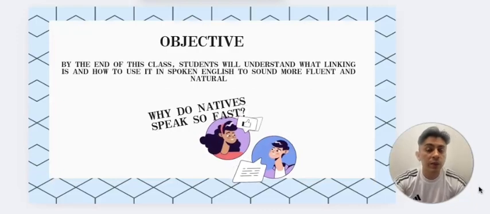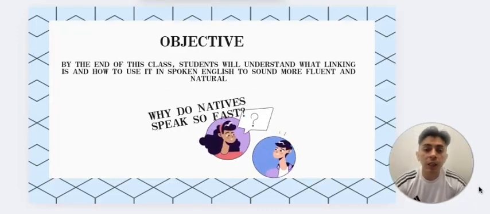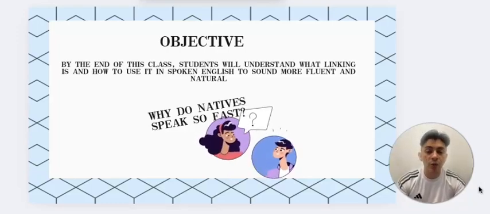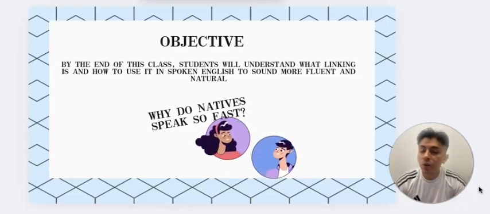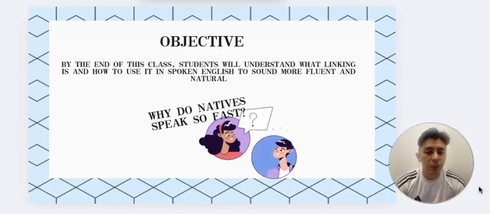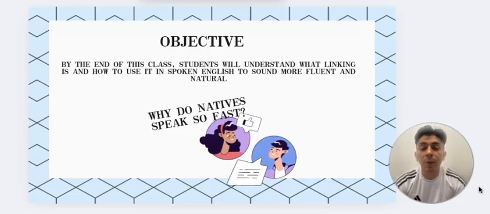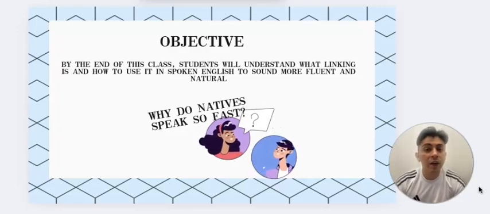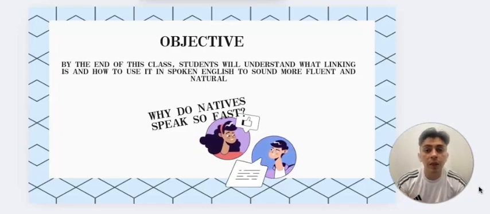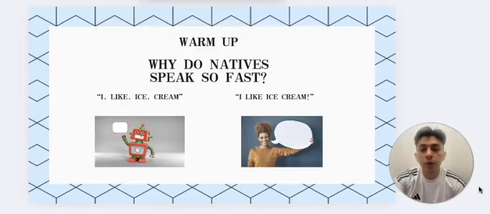And the objectives for today are these ones. By the end of this class, the students will understand what linking is and how to use it in spoken English to sound more fluent and natural. This is the question that we have from the beginning, right? Why do native speakers speak so fast? What's the deal there? Why can we not understand? Why can I not do that? And there are some small tips that you can use from the very beginning in order to achieve these goals. In the future, you are going to be able to speak with fluency.